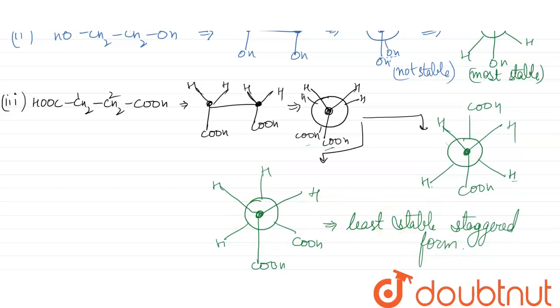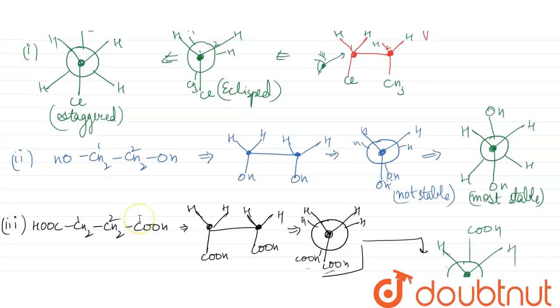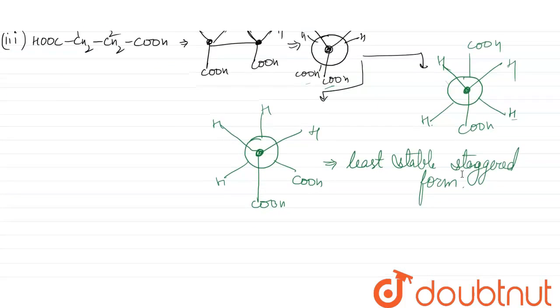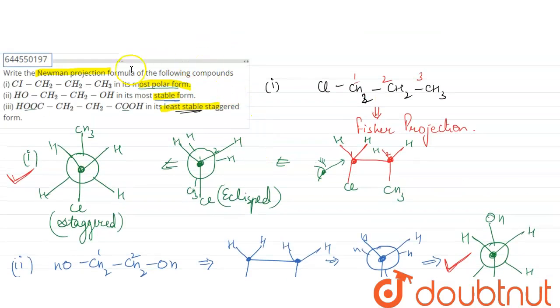So for our answers, you can see that this was the most polar structure of the first one, this is the most stable structure, and this one is the least stable staggered form of our structure. Okay, so I hope you understand this question.